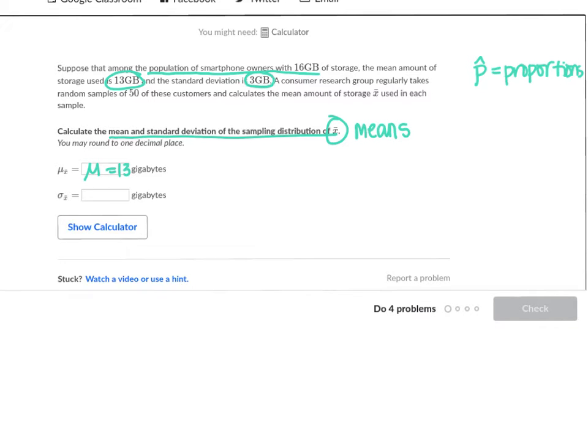And I know that this is the standard deviation of the population, or sigma. So to find this, you have to remember I use that formula sigma over the square root of n. So I know that the population standard deviation is 3, and it's a simple random sample of 50. So I'm just going to calculate 3 divided by the square root of 50, and I get 0.42426, so we're rounding to 1 decimal place, so 0.4 is the standard deviation.